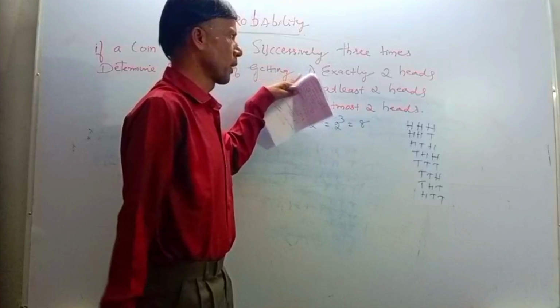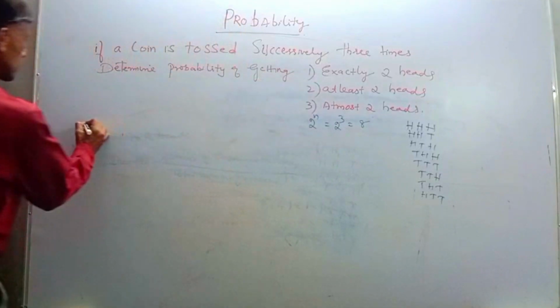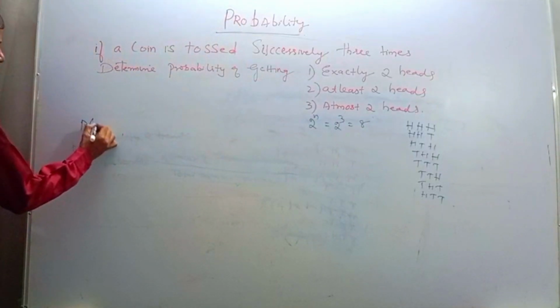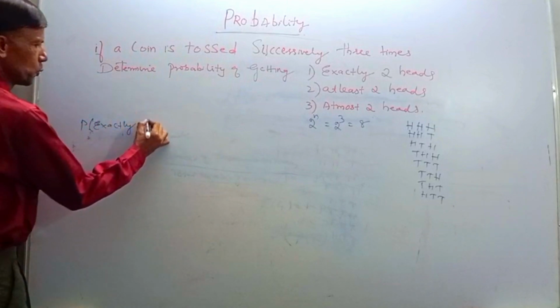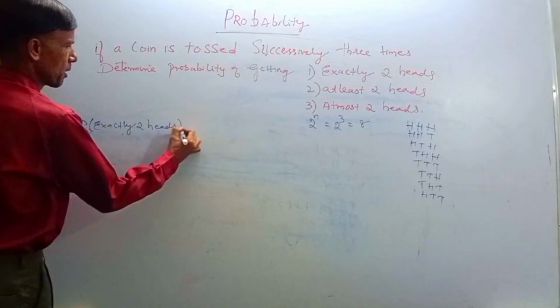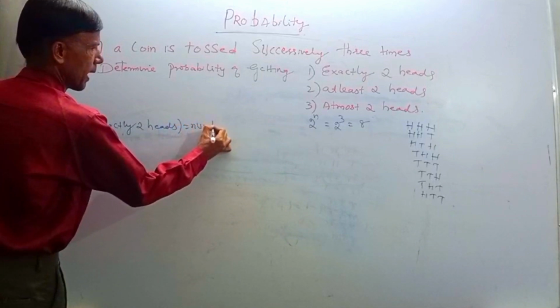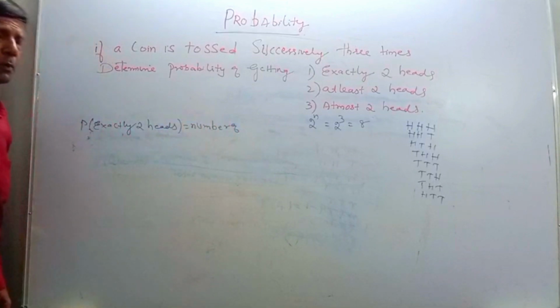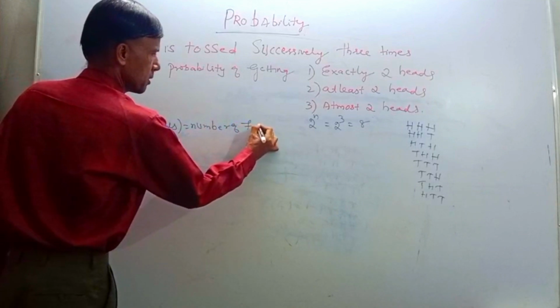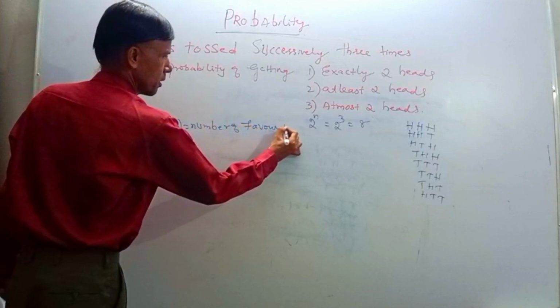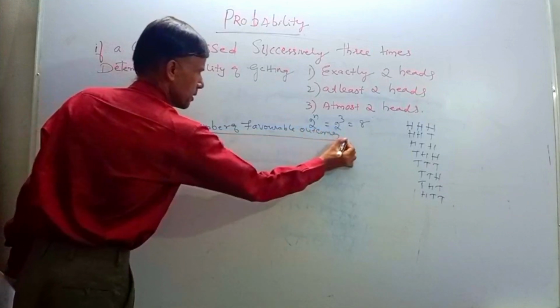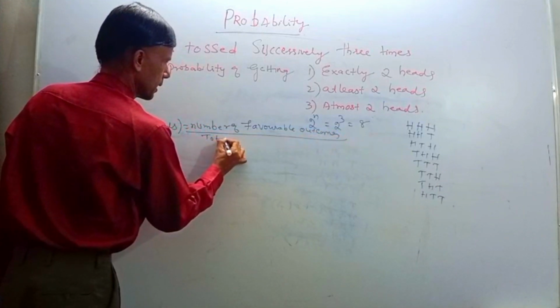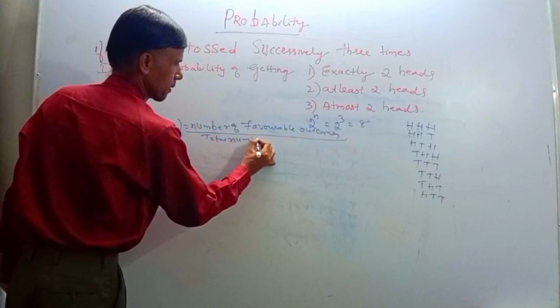Now come to the first point. He is asking to find the probability of getting exactly 2 heads. The probability is equal to the number of favorable outcomes divided by the total number of outcomes.